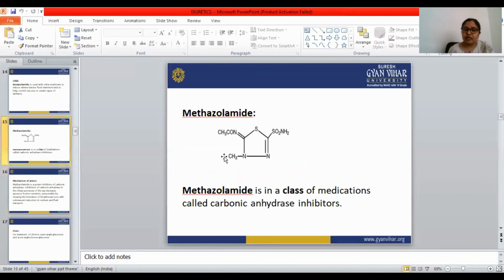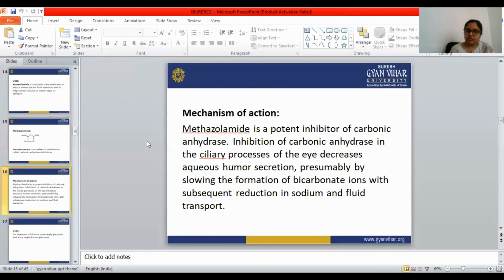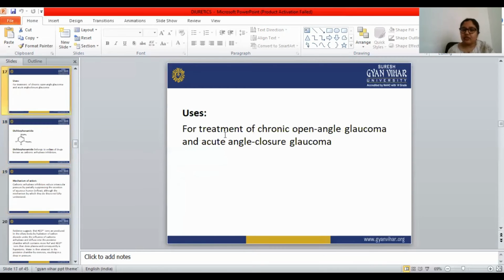So when we are learning the diuretics, we have to remember the structure of acetazolamide. With the acetazolamide structure, we have to introduce one methyl group, so that it becomes methazolamide. So these two drugs are very easy to learn. This is the mechanism of action, and let's see the uses of this drug. Methazolamide is used in the treatment of chronic open angle glaucoma and acute angle closure glaucoma. So this drug is used in the treatment of glaucoma.